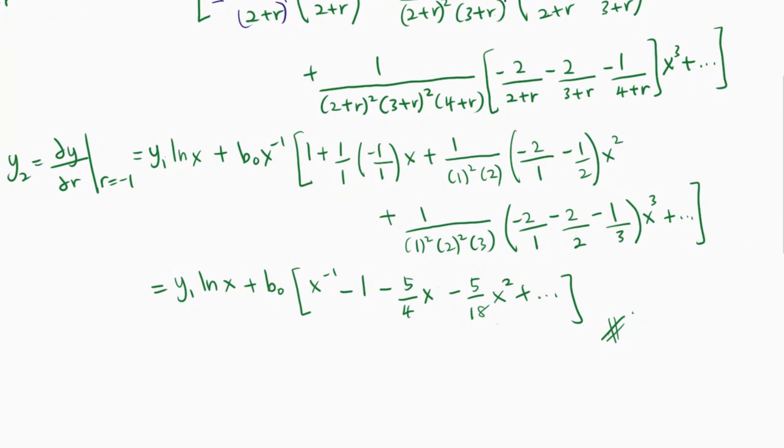So y1 ln x plus b naught x power of negative 1. So just do a quick calculation as we did earlier. Okay. And simplifying, y2 would be y1 ln x plus b naught x power of negative 1 times (minus 1 minus 5 over 4 x minus 5 over 80 x squared plus until infinity). Don't worry, x minus 1 is also valid here, okay, because it is case 3.